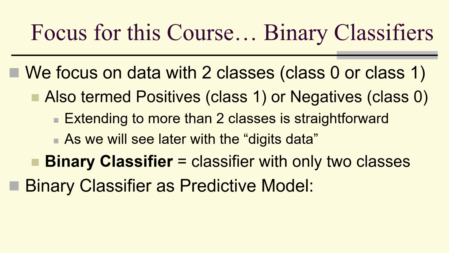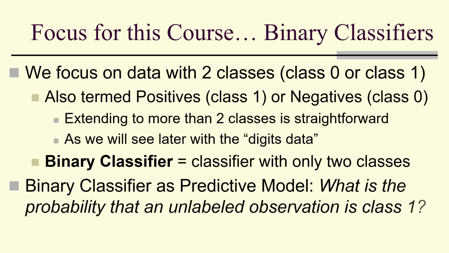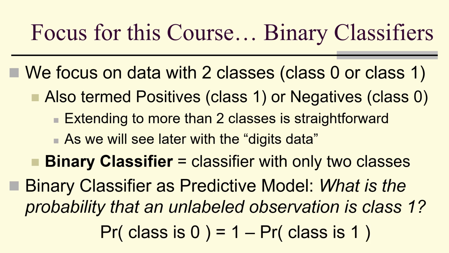And a binary classifier as a predictive model means we want to figure out what is the probability that an unlabeled observation is class 1, or in other words, is positive. And the nice thing is we don't really have to worry about all the classes because the probability that the class is 0 is 1 minus the probability the class is 1. So we have a nice model where we only have to consider one probability calculation at a time.